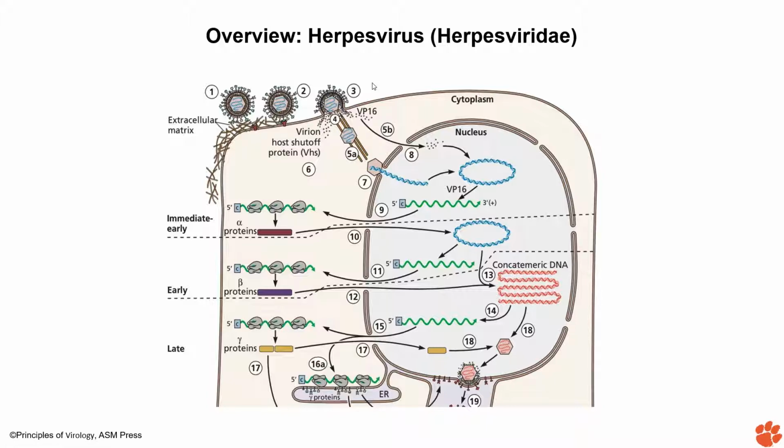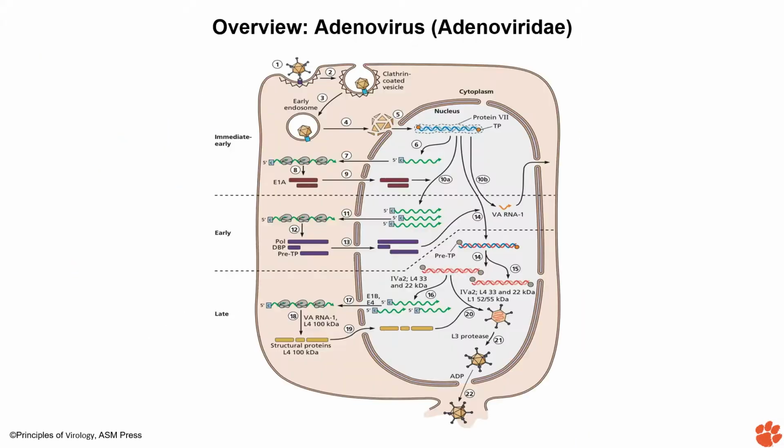Remember that for SV40, the LT, large T antigen, was needed. That needs to be transcribed first. And for adenovirus, we just saw you need E1A, because that is required for the transcription. These are produced after the initial immediate early gene is transcribed into the mRNA. E1A is produced in the cell.